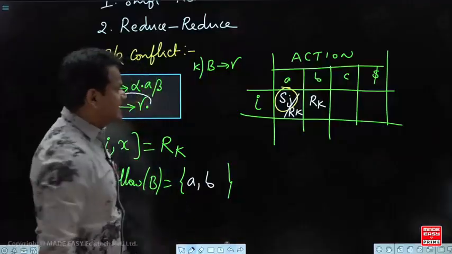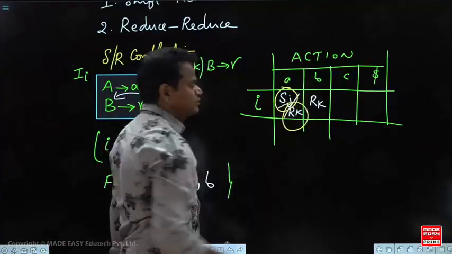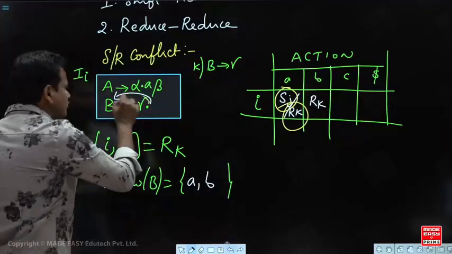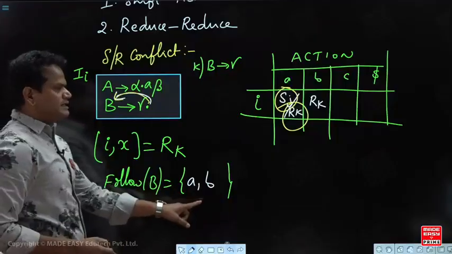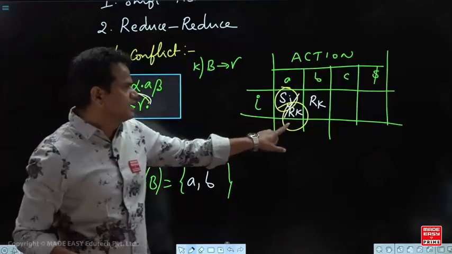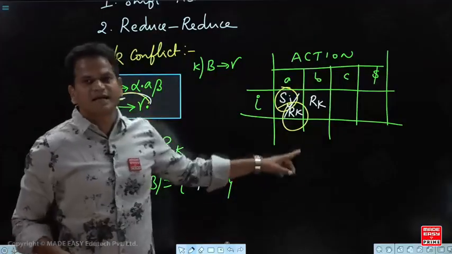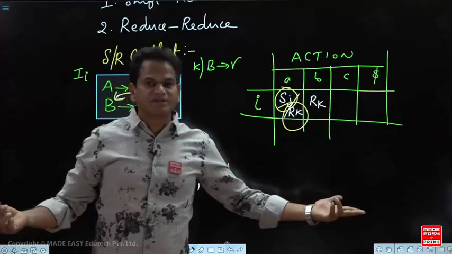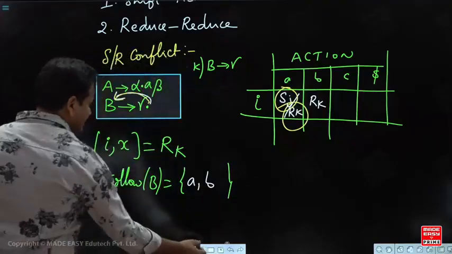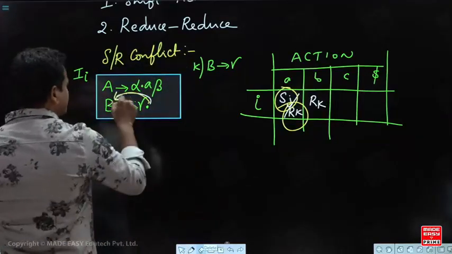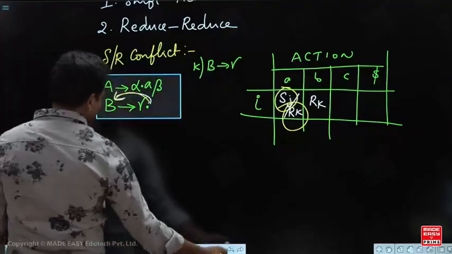And why did I write the reduce? Why did I write the reduce under the a column? Because follow of B is a. Follow of B contains a. That is the reason I wrote the reduce, and shift symbol terminal a, that is the reason I wrote shift. That is the reason we got the shift and reduce in the same box. Now, what is my final conclusion? What is my final conclusion, guys?